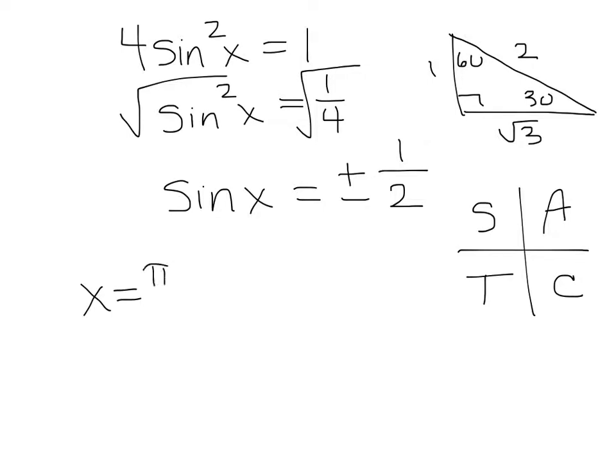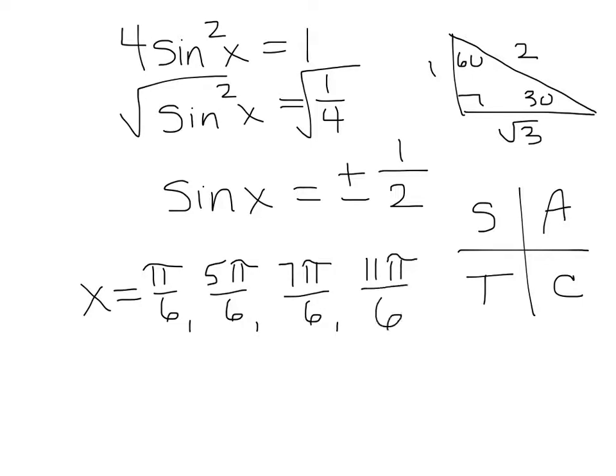Quadrant 1, pi over 6. Quadrant 2, 5 pi over 6. Quadrant 3, 7 pi over 6. And in quadrant 4, 11 pi over 6. Therefore, this equation has 4 solutions.